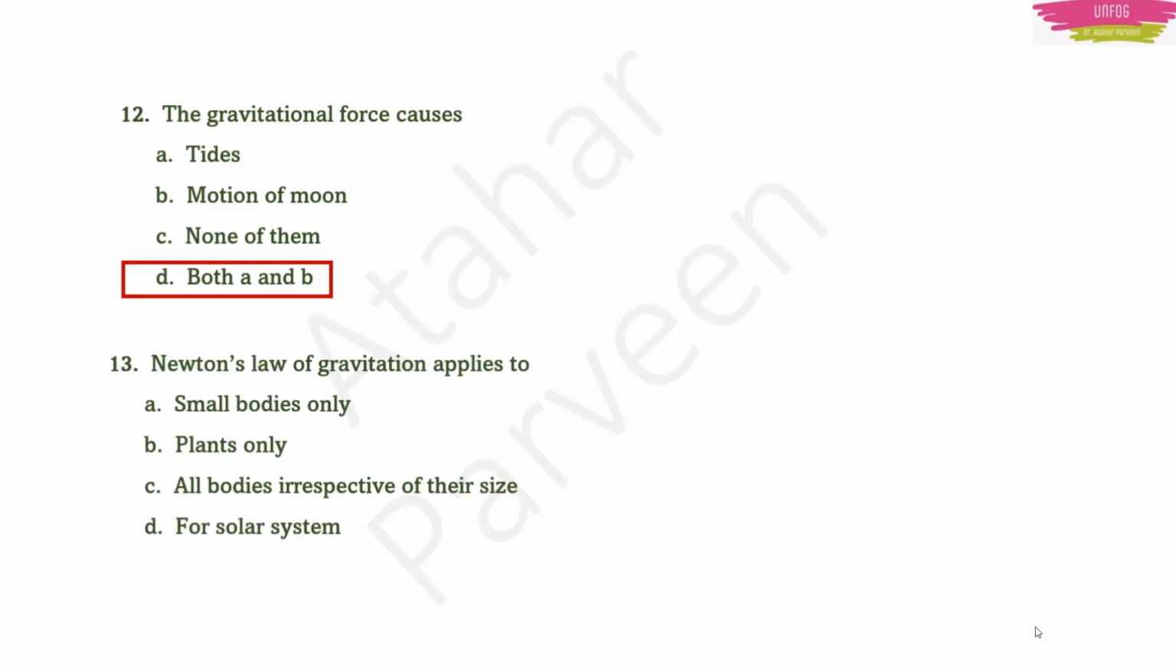Next question. Newton's law of gravitation applies to small bodies only, planets only, all bodies irrespective of their size, or the solar system. By this time we are clear that Newton's law of gravitation applies to all bodies, whatever their size. Any two bodies having mass, you will have gravitation between them.